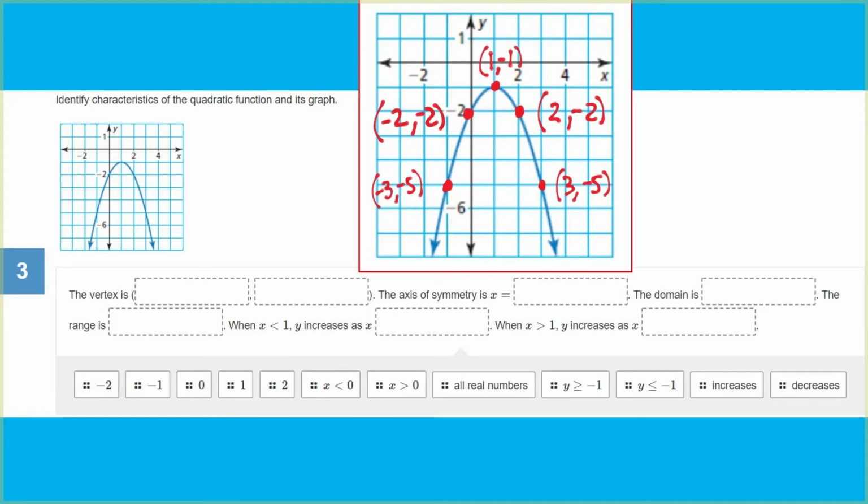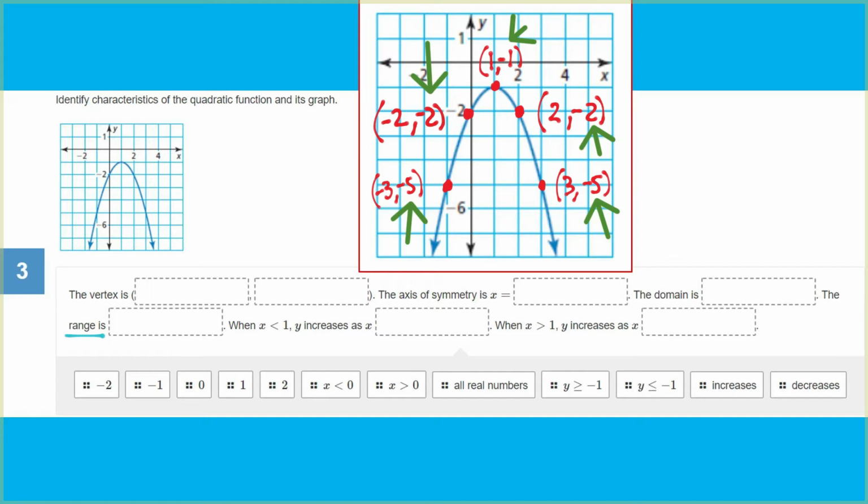The next vocabulary word is the range. The range is a list of the y coordinates of every point that is on the parabola. So right now it looks like our range is -5, -2, -1, -2, and -5.